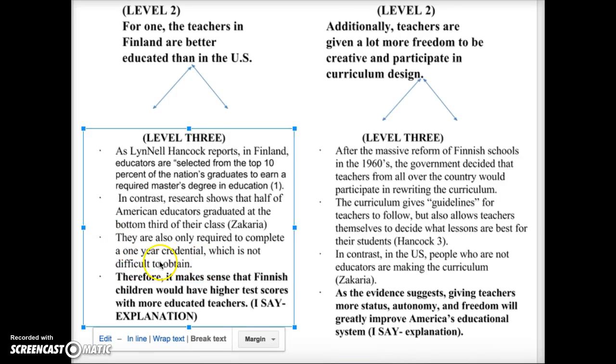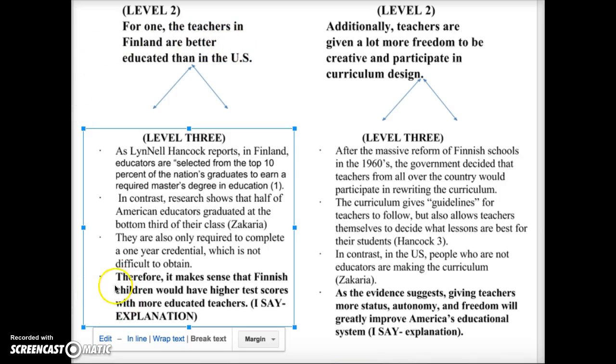So I'm not actually citing this idea here because I know this. I've studied here in the United States. This is general knowledge to me. So I don't actually have to put an author's name here or a citation for general knowledge. So these are all more specific level 3 ideas proving this idea here.